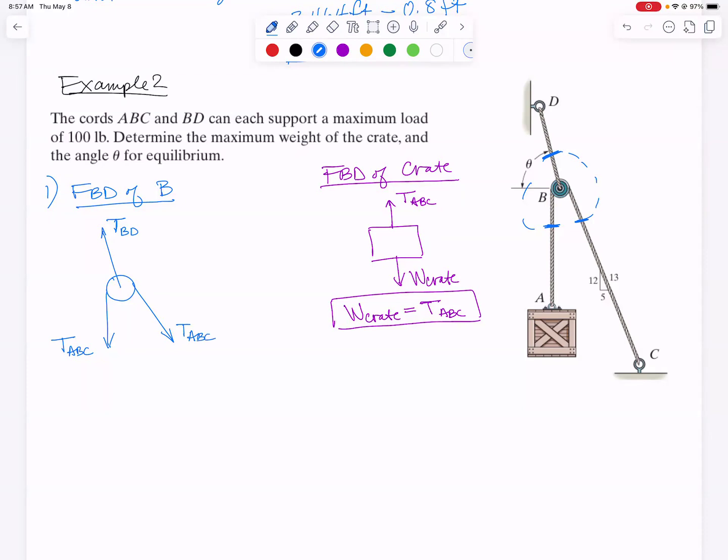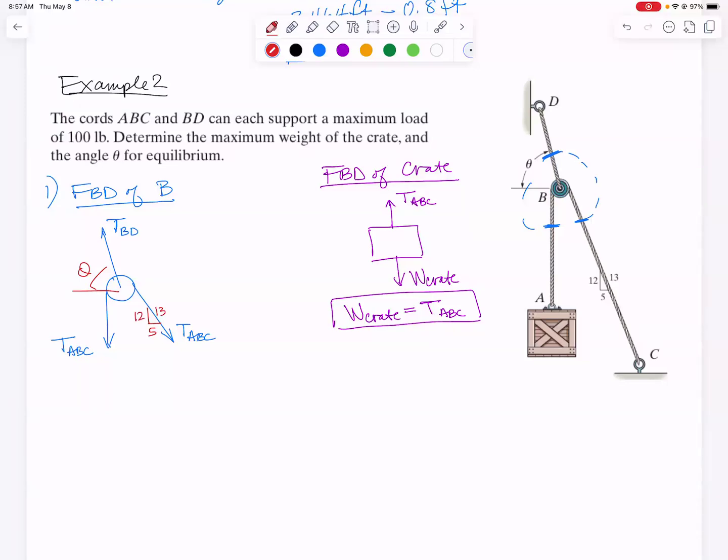If you want to draw angles on here, you can. This is that unknown angle theta. And this one, we're not given an angle, we're given a similar triangle. We're told that it has a slope of rise 12, run 5. And the way we draw that is it's a 5, 12, 13 triangle.